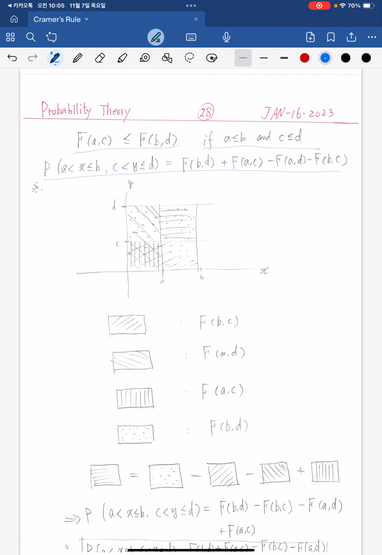이건 왜 되는가 하면은 BD가 이 전체를 말이죠. 요 전체로 하죠. 이 전체에서 BC 이 부분 빼고 AD 이 부분 빼면 이 부분이 중복으로 빼줬기 때문에 더 해줘야 돼요. FAC.